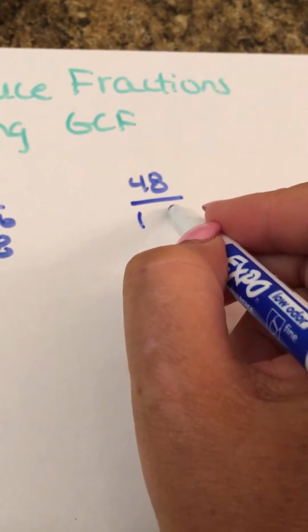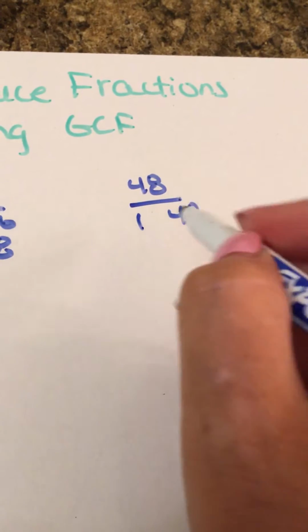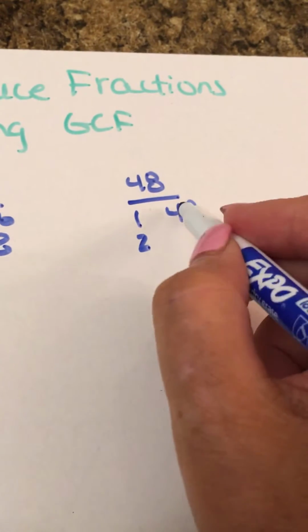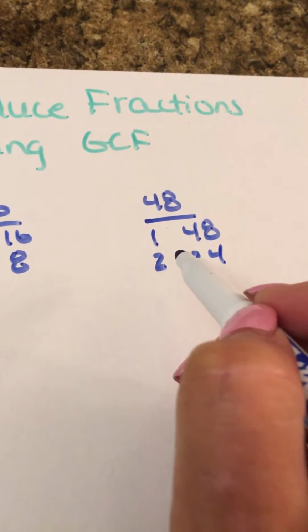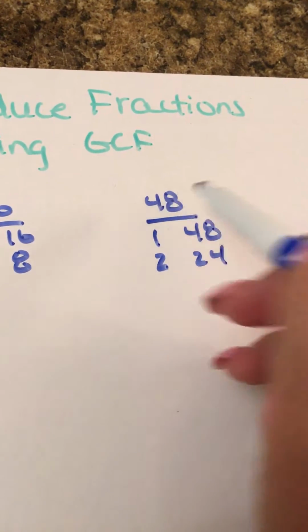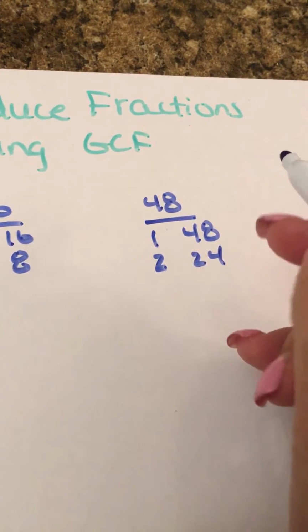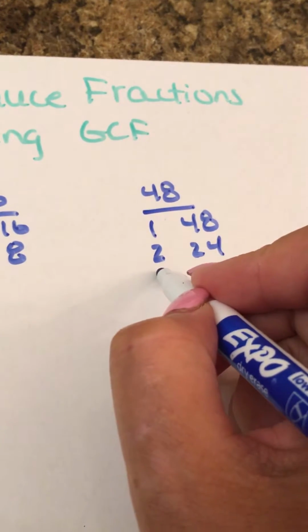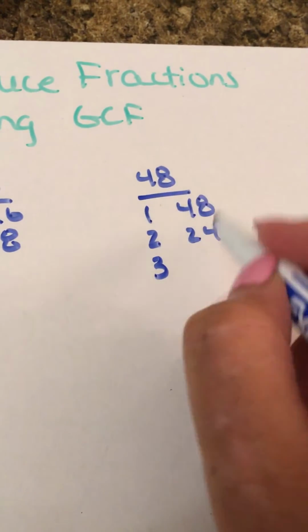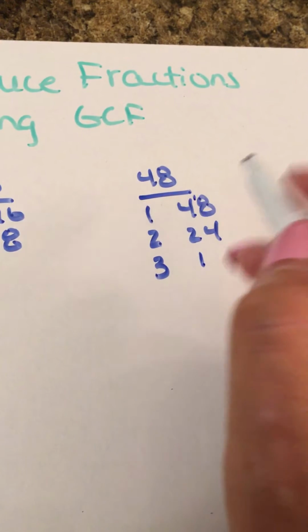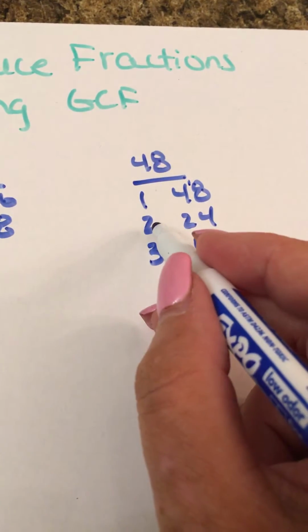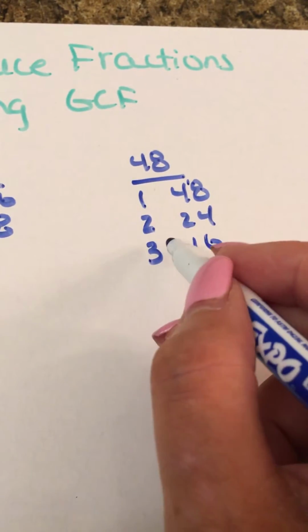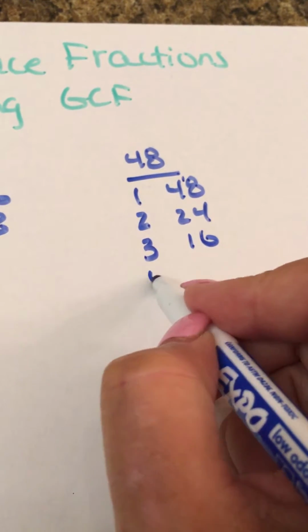Start with 1. 1 times 48, always the easiest one. Even number, so 2 goes into it. 2 times 24. Does 3 go into it? Go back to that rule. 4 plus 8 is 12. 3 does go into 12. So 3 goes into 48. 3 goes into 4 once. Carry the 1. 3 times 16. 2 times 24. Yes, 4 goes into it.